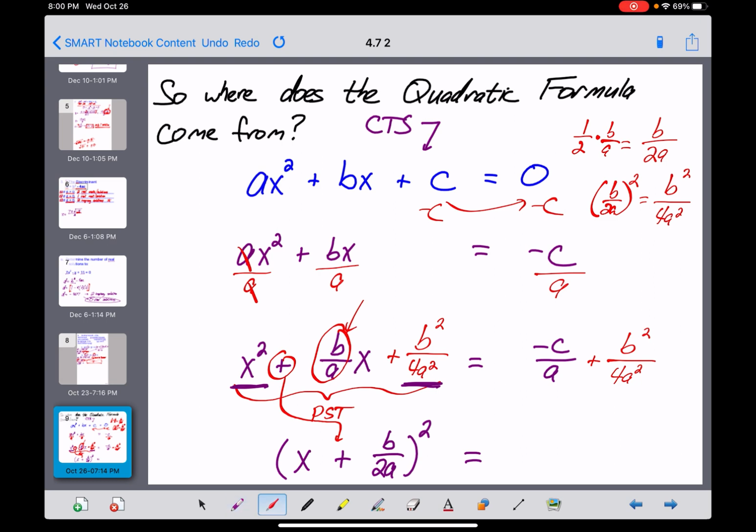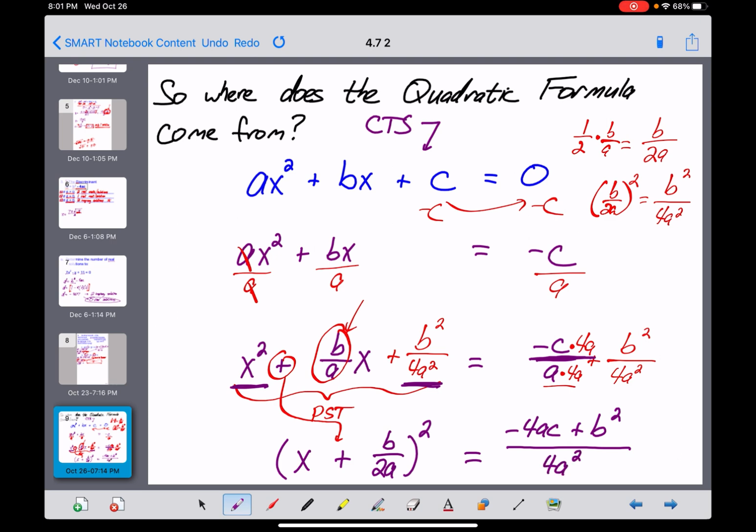And to do that, everybody, we need a common denominator between a and 4a squared. So that common denominator is going to be 4a squared. I'm going to multiply this guy by 4a and the top by the exact same thing. Now that's going to make this denominator 4a squared, and we can put them together. So this numerator is now going to be, let's look right here, negative 4ac plus b squared, all over that common denominator of 4a squared.